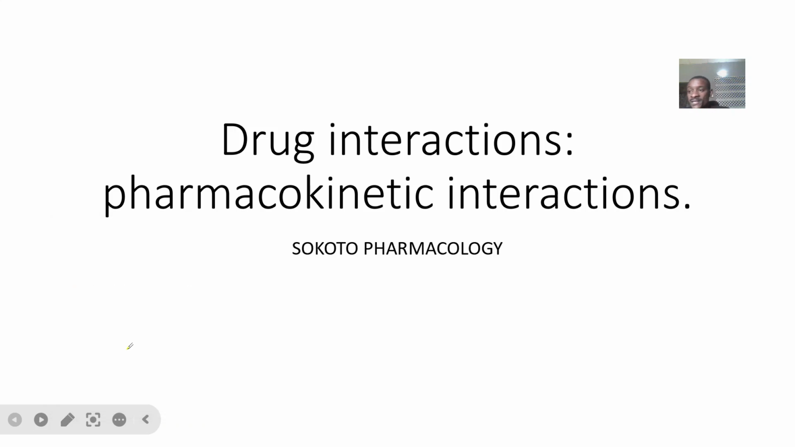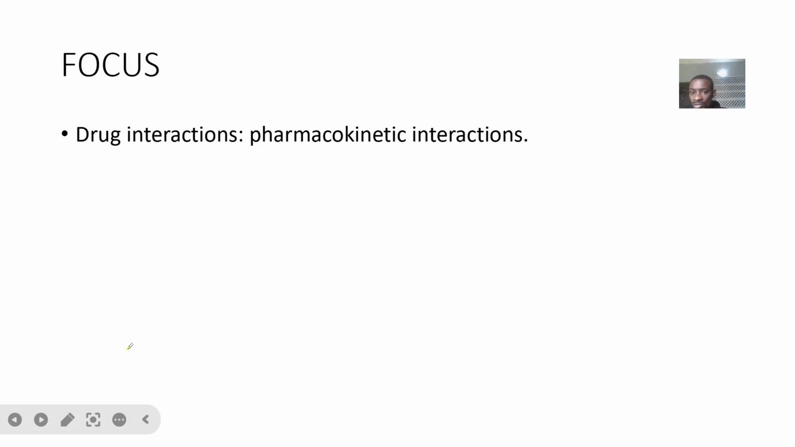So we're looking at the next aspect of drug interactions, and this is us trying to look at the pharmacokinetic interactions. Previously we looked at pharmacodynamic interactions, where we spoke about how drugs could enhance the effect of each other if you give two drugs, or they could suppress the effect of each other. Now we're looking at the other aspect, which is pharmacokinetic interactions of drugs.